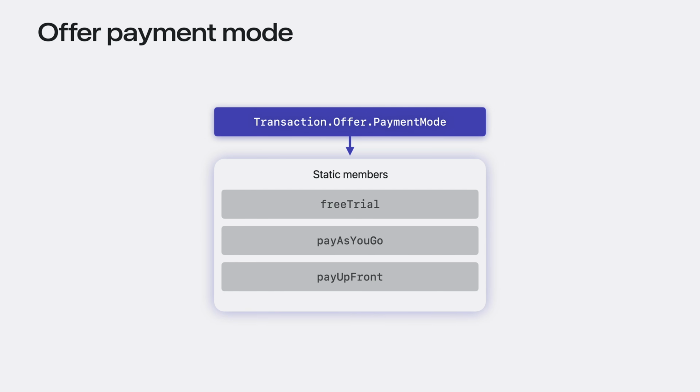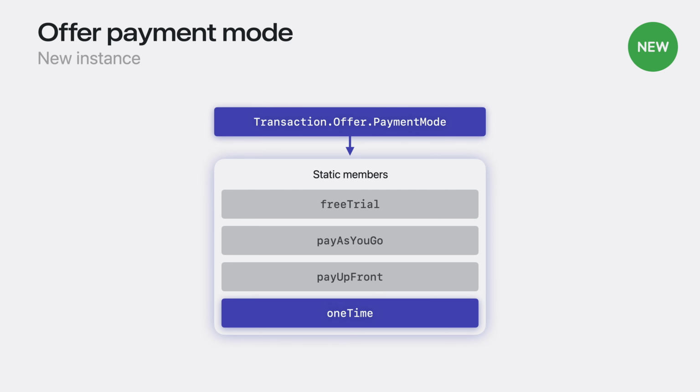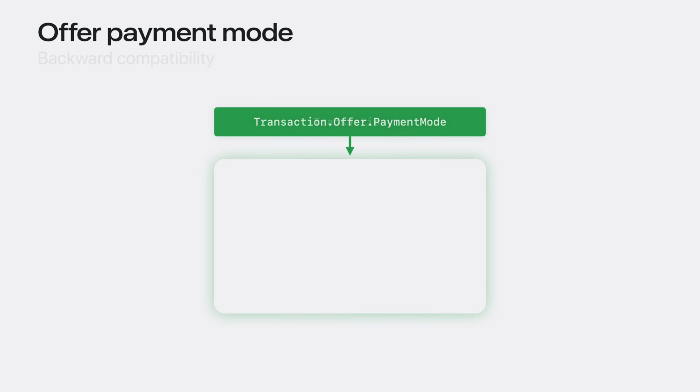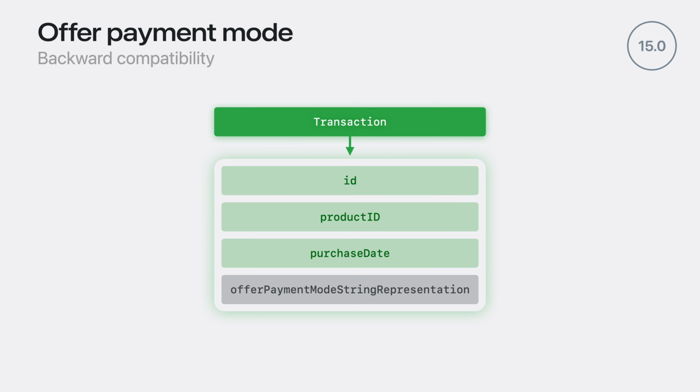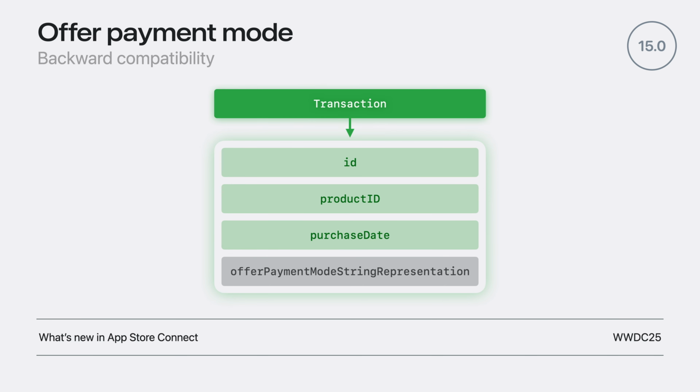Now in iOS, you can expect the one-time payment mode for in-app purchase offer codes, which is available back to iOS 17.2. If your app supports OS versions prior to 17.2, you can access this new payment mode through the Offer Payment Mode String Representation member on Transaction, which is available as far back as iOS 15. If you're looking to dive deeper into setting up in-app purchase offer codes, check out the 2025 session, What's New in App Store Connect.